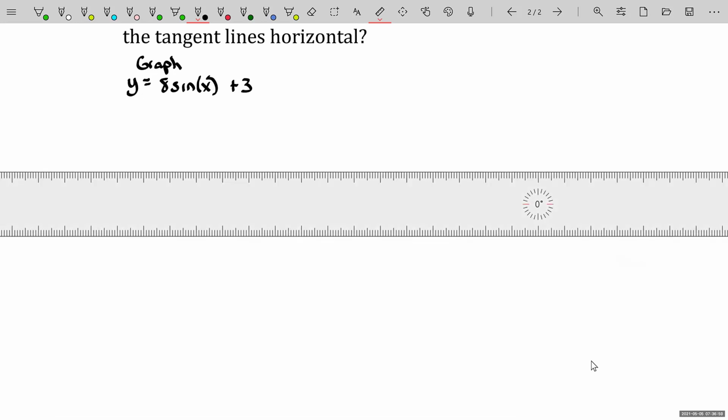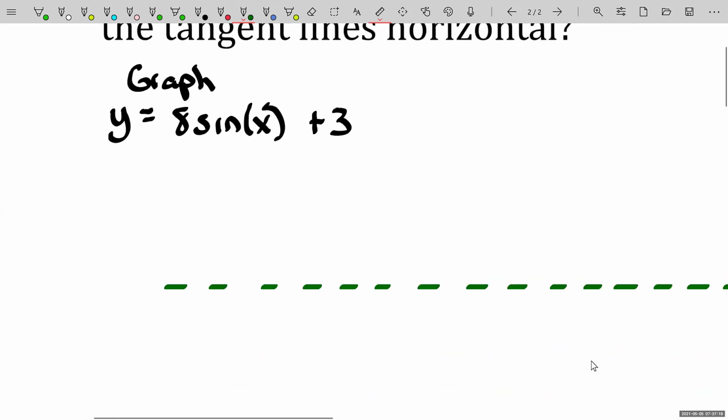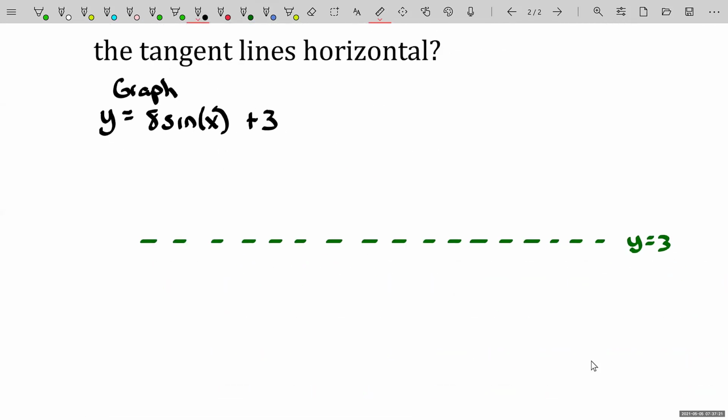So what I do is I draw in the midline at y equals 3, because that's a sine function lifted up 3 units. So here's my midline at y equals 3. I know it's a regular old sine function, not negative sine, so I'll go ahead and graph a regular old sine. Just one cycle is all that's needed.